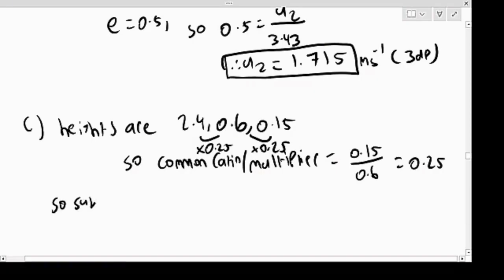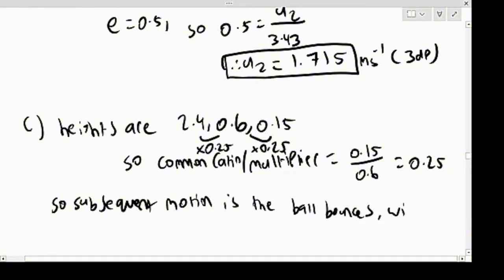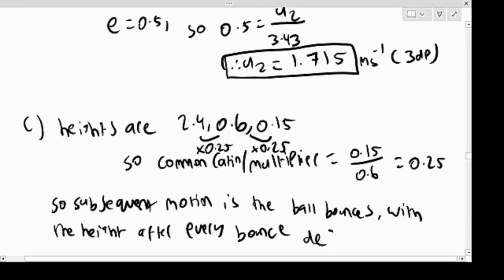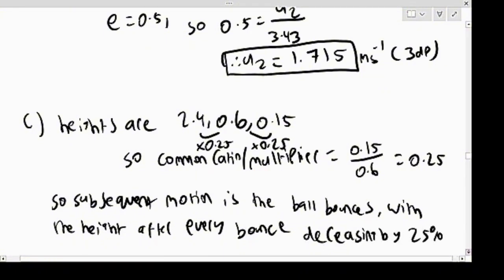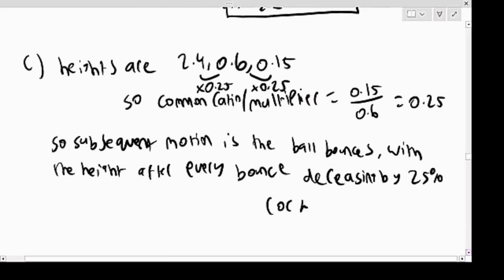So the subsequent motion is the ball bounces with the height after every rebound decreasing by 25%. Or you could say by a multiplier of 0.25. So we multiply the heights by 0.25 every time.